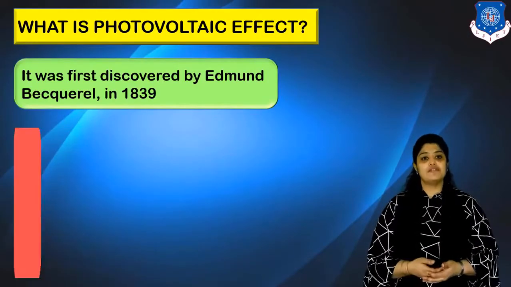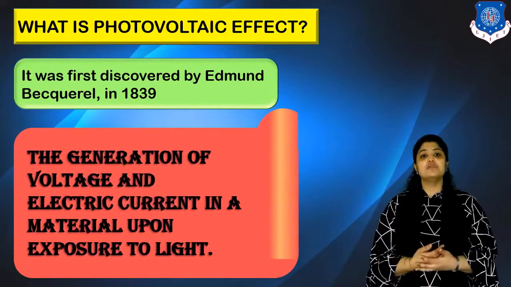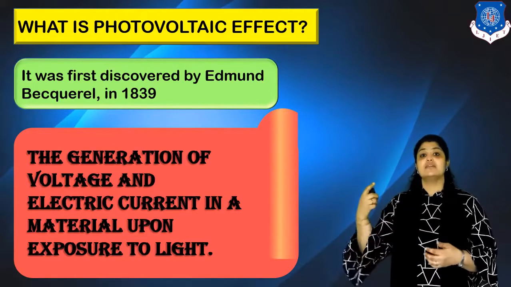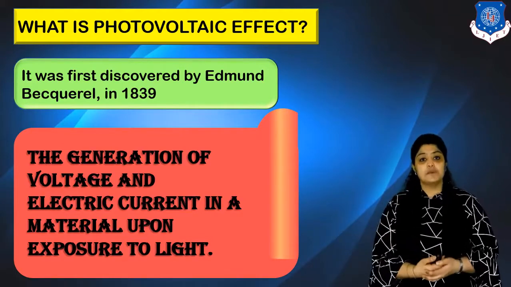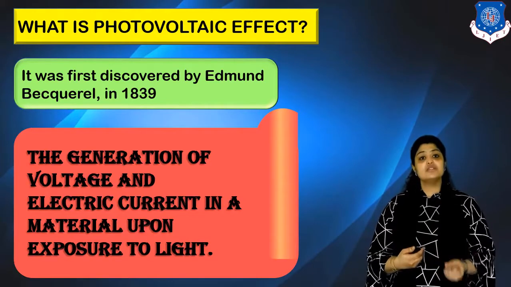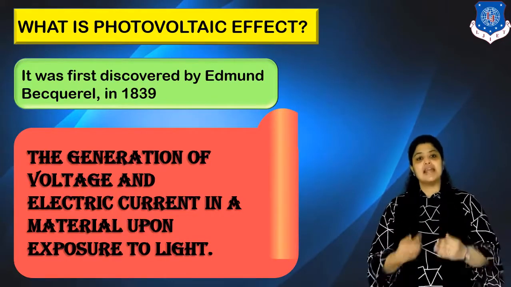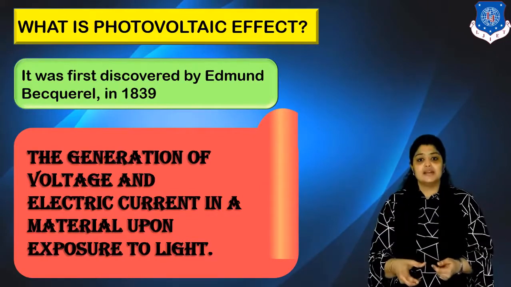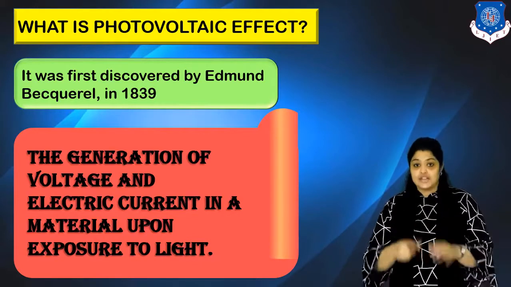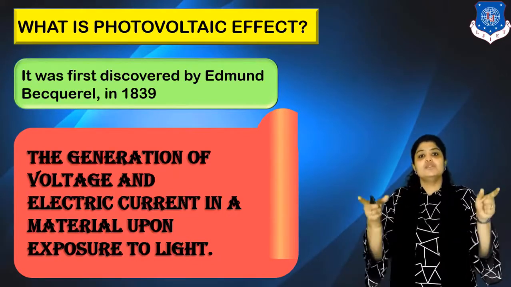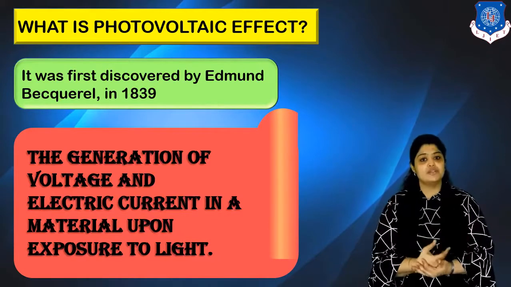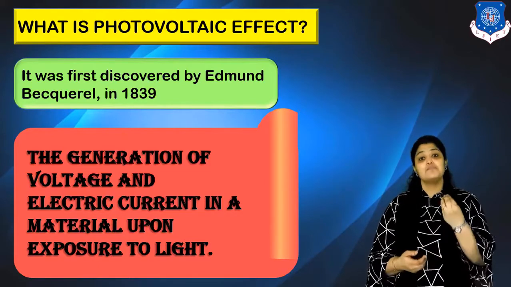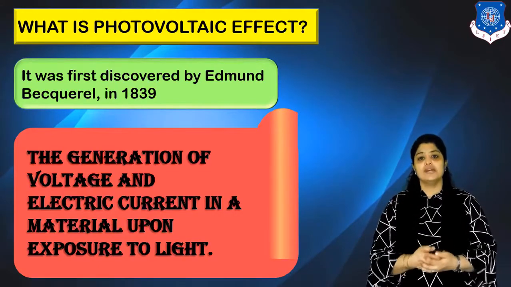What is photovoltaic effect? It was the effect first proposed by Edmund Becquerel in the year 1839. It says the generation of voltage and electric current from a material when it is exposed to light. So current is actually generated, and if you measure the potential across the device, you will get a voltage generated also, and this happens when light is incident on it. So this is basically an idea of what photovoltaic effect is.